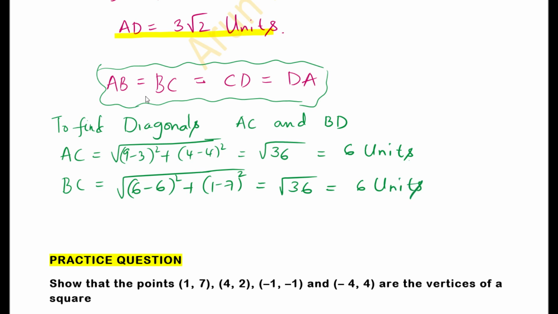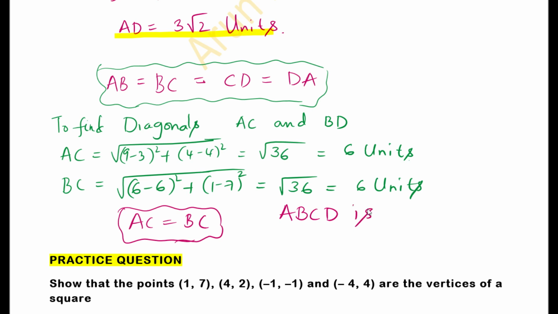Students, all the sides AB equals BC equals CD equals DA, and also the diagonals AC is equal to BD. Therefore ABCD is a square. Important 3 or 4 mark problem. ABCD is a square. Who is correct? Champa is correct.